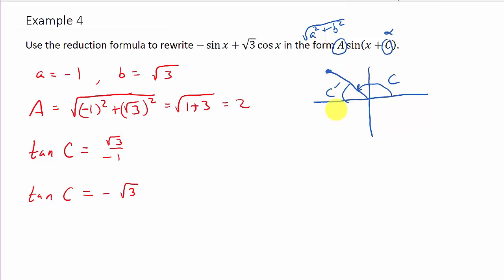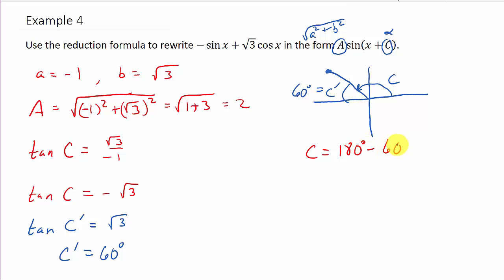Some books use different symbols, whatever your book uses. All right, so to find our reference angle, we're going to say the tangent of C prime is equal to, now remember, the sine, cosine, or tangent of a reference angle is always the positive value. It's always positive because reference angles are all in the first quadrant. So my reference angle, what would this be? That's 60 degrees. And so now I can get C is equal to 180 minus 60, which is 120 degrees. So there's C.